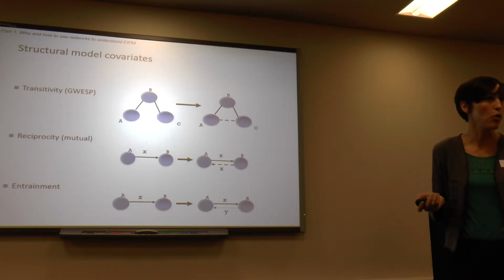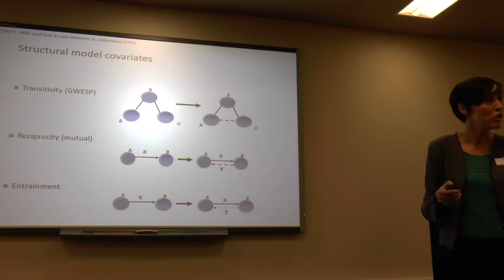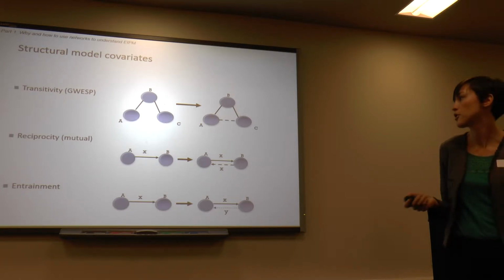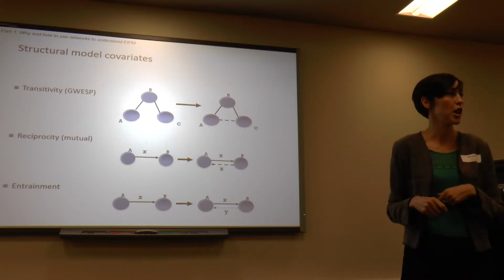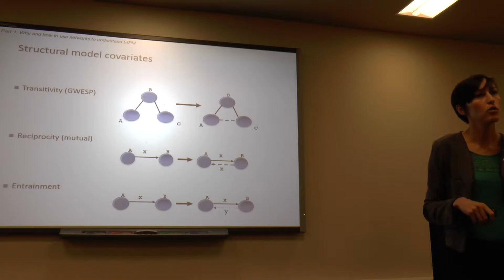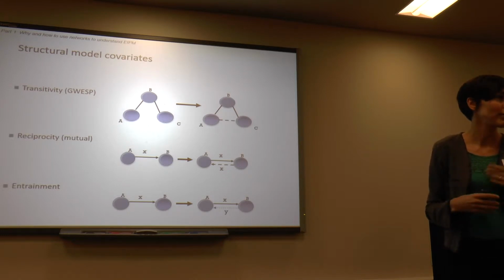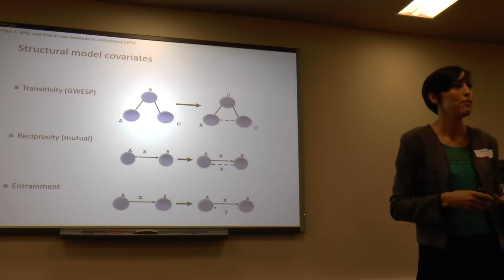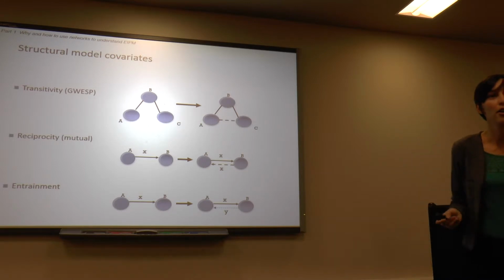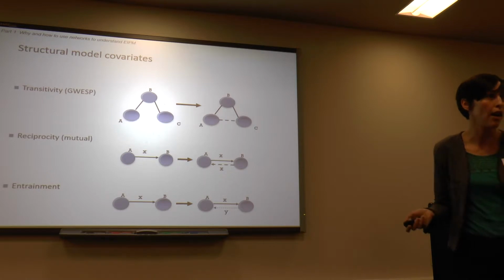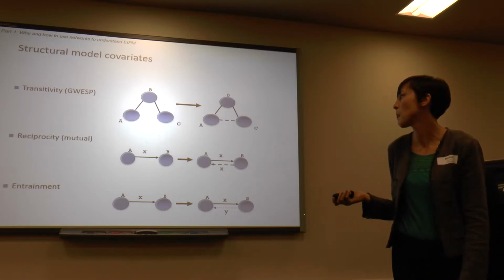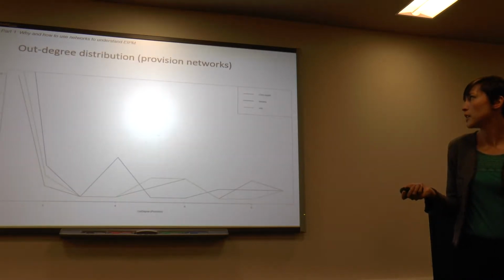Reciprocity is also observed more than chance alone. If I lend you money, you're more likely to lend me money. So we're going to reciprocate the same type of relationship. And entrainment is like reciprocity for different types of relationships. So if I lend you money, you're more likely to, I don't know, babysit for my kid or whatever, right? So we have two different relationships in train, and that's more likely to happen than not in social systems. So I model for all of these.